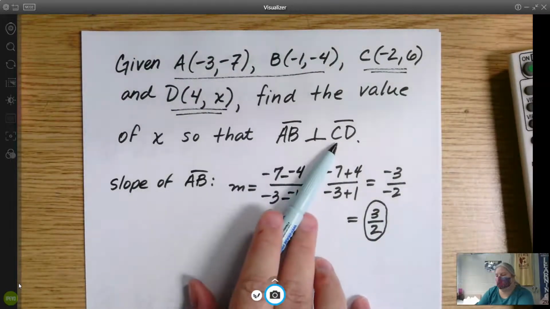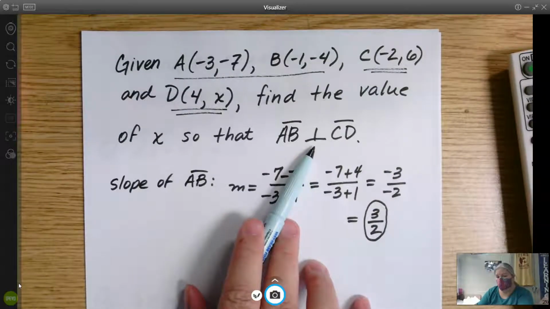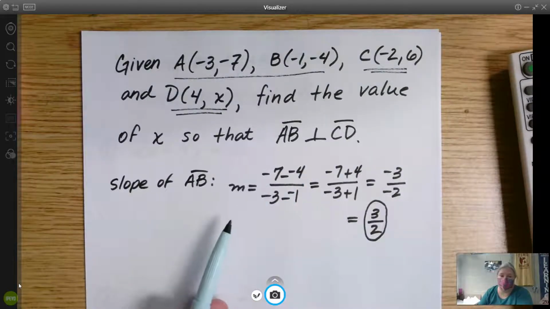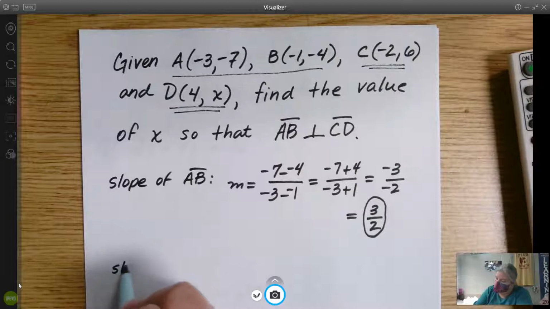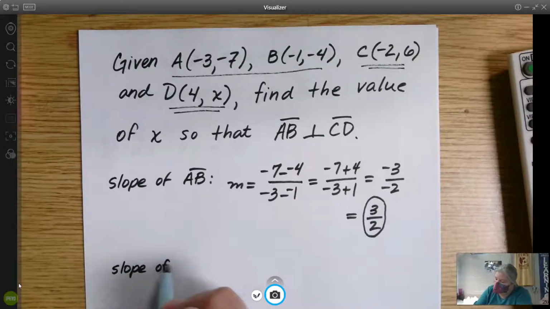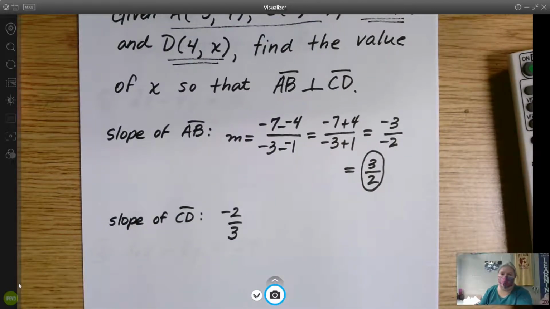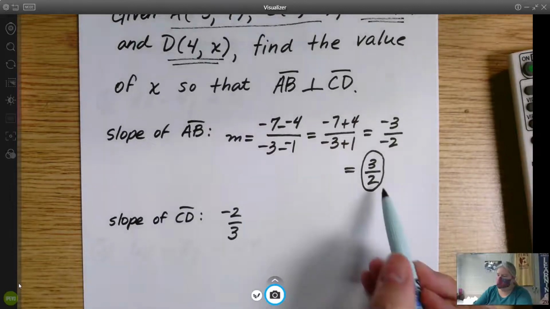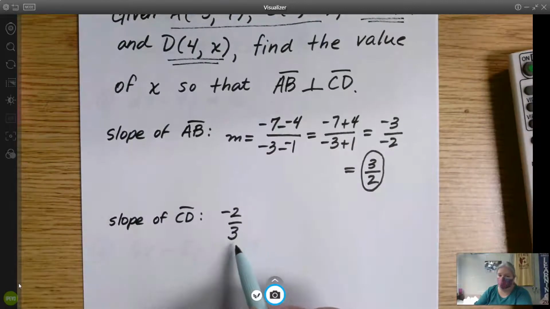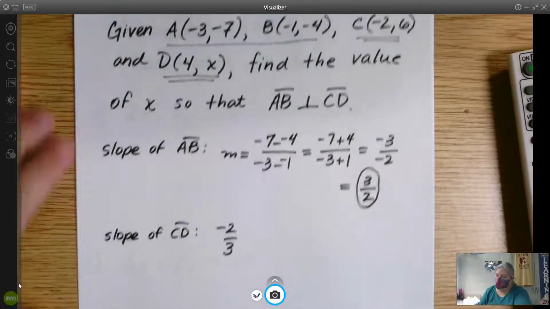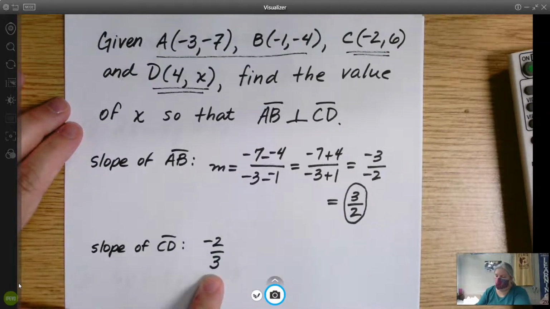If I want CD to be perpendicular to AB, it doesn't need to have the same slope. Same slope means parallel. It needs to have the opposite reciprocal slope. So in other words, I need the slope of CD to be -2/3. Opposite reciprocal. I flipped it upside down. Reciprocal means you take a fraction and turn it on its head. And I changed the sign. So that needs to be my answer when I do the slope of CD.